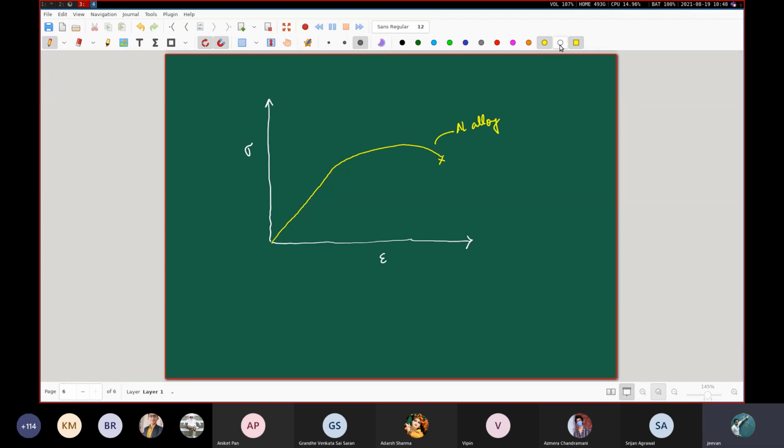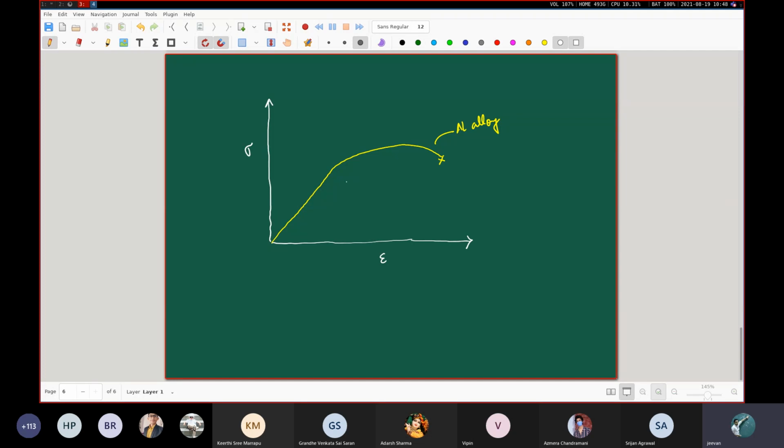As far as the slope is concerned in this linear regime, up to this proportional limit, finding out the value of this Young's modulus is not a big deal. You find out the slope of this line, that's your Young's modulus. But what about the yield value? Whether it is here or here or here, which one? There is no clear-cut indication from the experimental data.